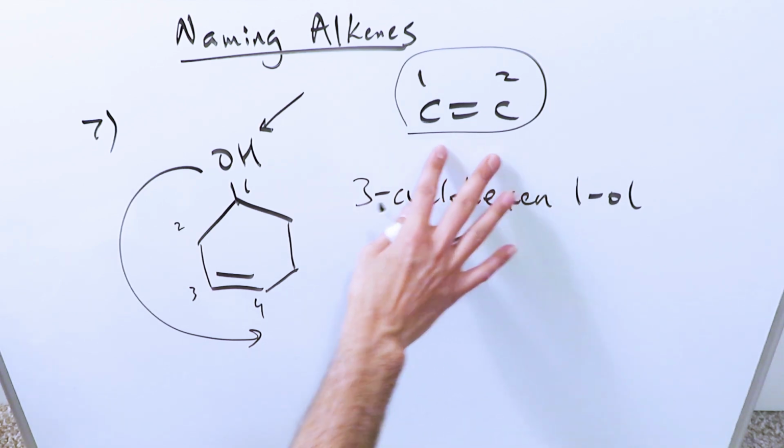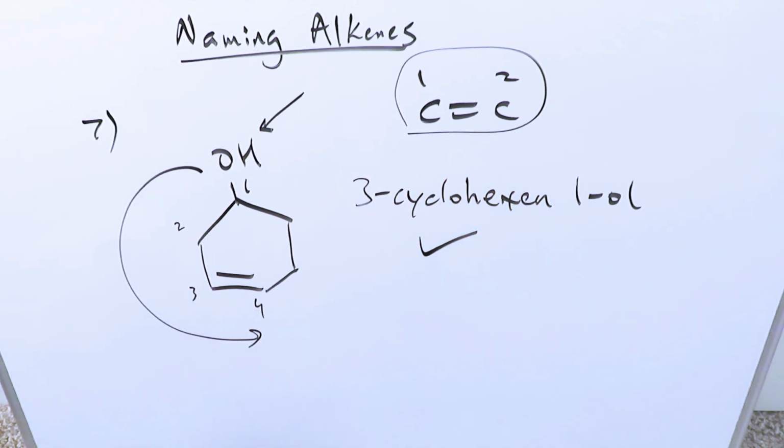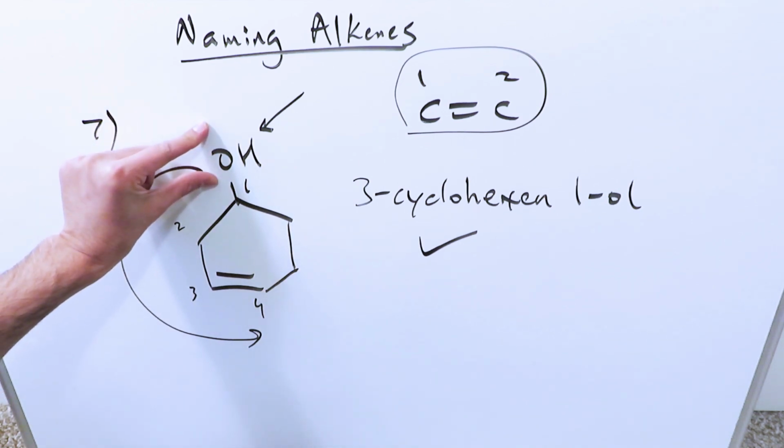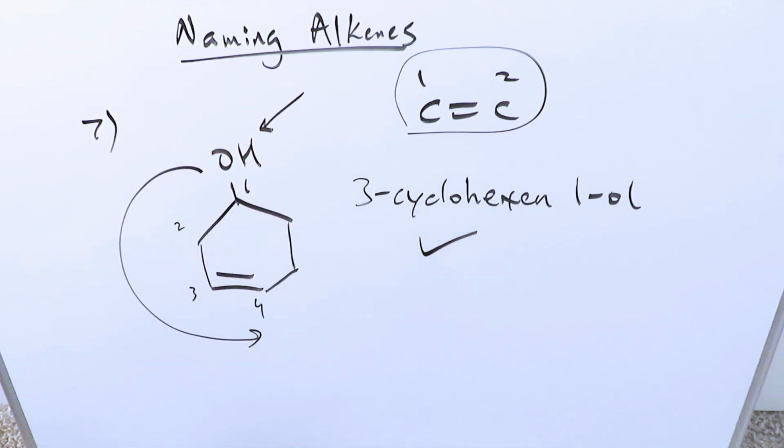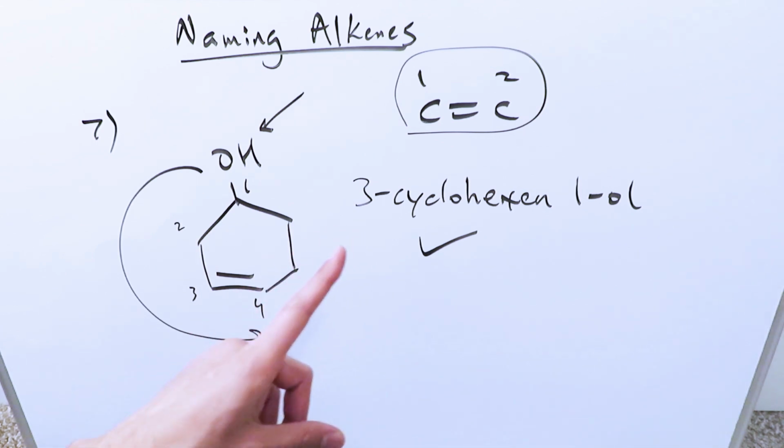So always remember the alkene functionality carbons are always numbered the lowest. If there are functional groups out there which are of higher precedence, then that rule goes out of the picture, but you're still trying to aim for the lowest possible digits on those carbons that are involved.